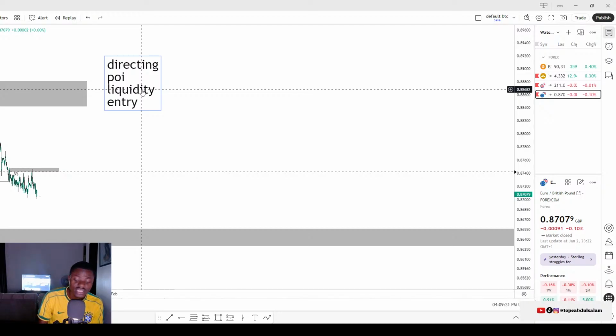Forward test means you would be in the market looking out for it. Back test is just to show you that it works. Forward testing proves to you how it works. Back testing shows you that it works.